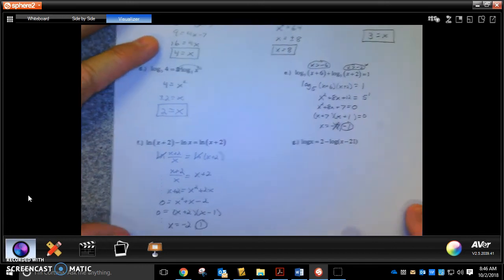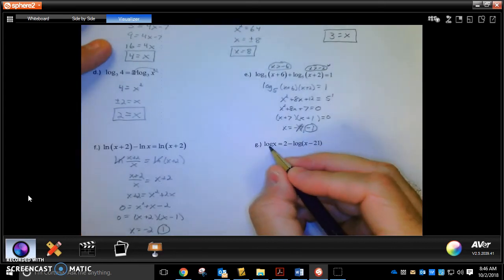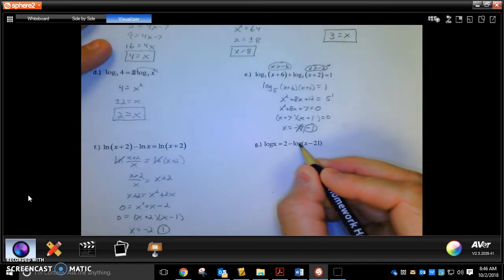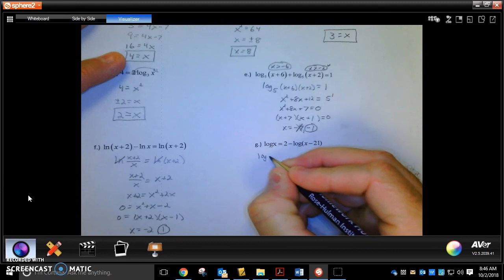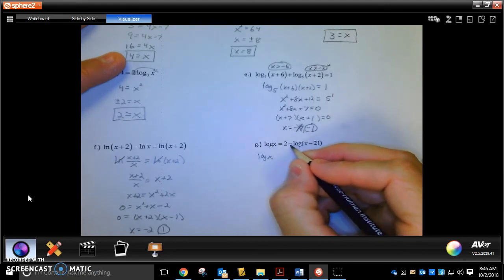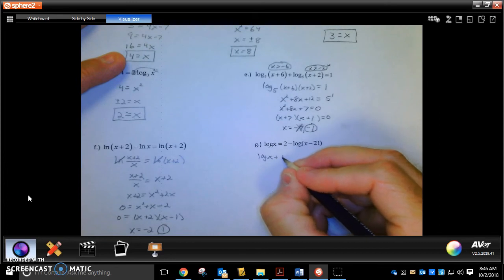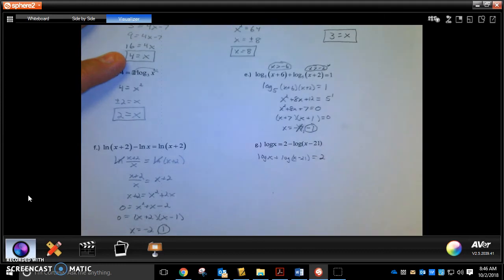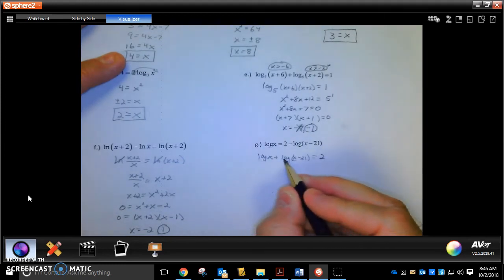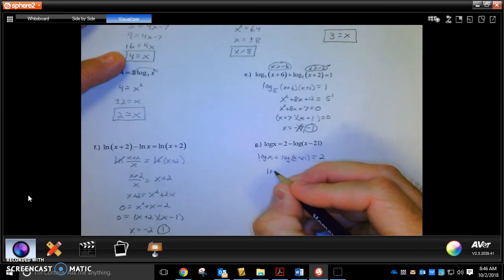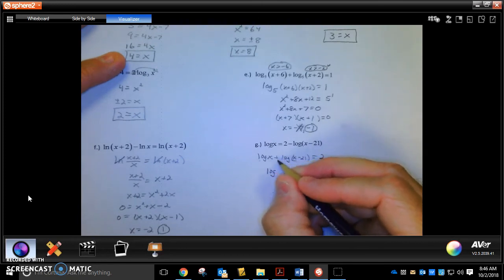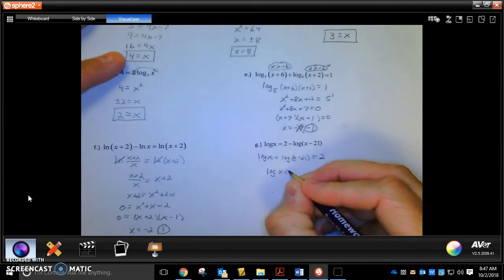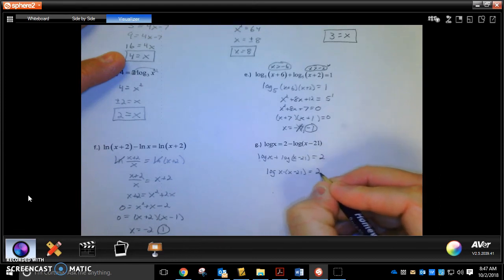All right, last one, G. I have a log, a number, and a log. This is not going to cancel. What I need to do is I need to get the two logs on the same side. Log x, and then I'm going to add this to the other side, plus log of x minus 21 equals 2. I then need to take these two logs and rewrite them as a single logarithm. So log of, these two logs are being added, so the x and the x minus 21 are going to be multiplied. X times x minus 21 equals 2.